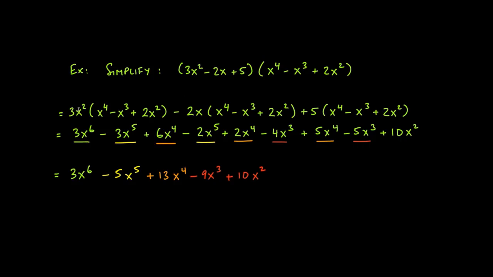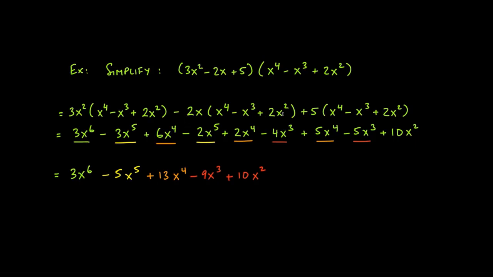So now again, we distribute the 3x squared into these three terms. So 3 times 1 is just the 3. X squared times x to the fourth. If bases are the same and we're multiplying, we must add the powers. So 2 plus 4 is 6. 3 times negative 1 is negative 3. X squared times x cubed gives us x to the fifth. Bases are the same and we're multiplying, so we add the exponents. 2 plus 3 is 5. 3 times 2 is 6, so I put a 6 there. X squared times x squared is x to the fourth, so I get x to the fourth.